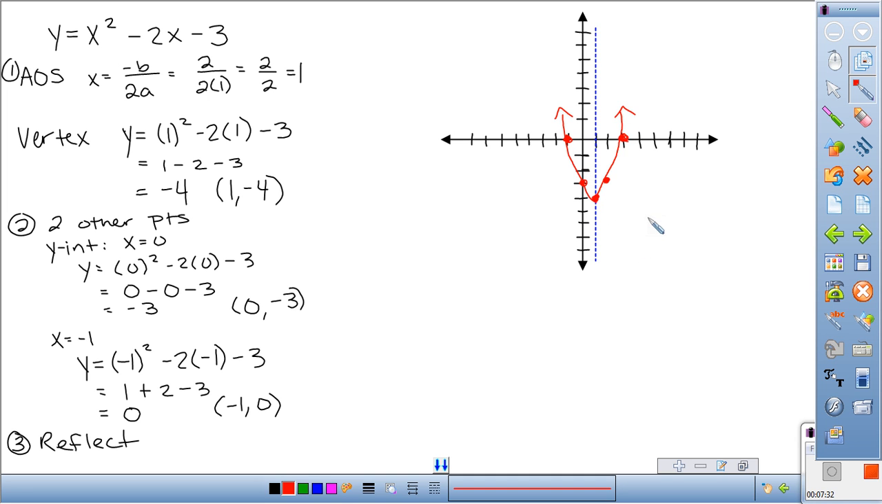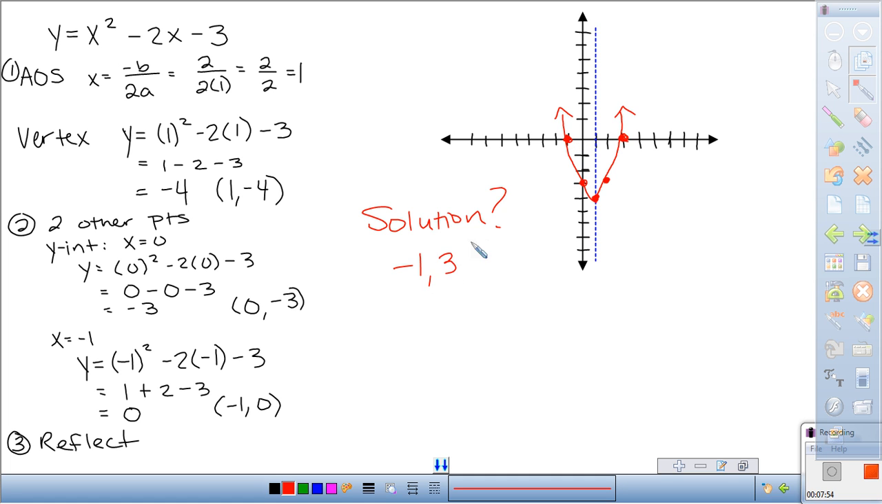So there's your parabola. So in this case, what would be your solution? If they asked you to solve this quadratic function, they want the solutions. Remember, the solutions simply are your x-intercepts. So what are my x-intercepts? Well, negative 1 and positive 1, 2, 3. So what's my solution? Negative 1, positive 3.